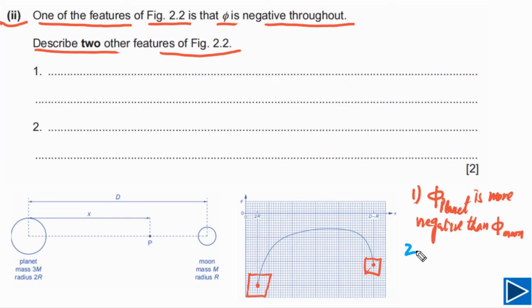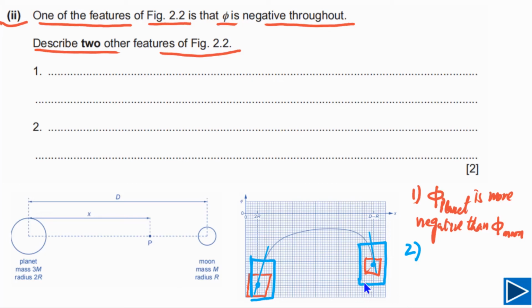For the second point, we can compare the potential gradient at the surface of the planet to the potential gradient at the surface of the moon. Here we have this point at the surface of the planet and this point at the surface of the moon. So simply we can draw the tangent line and compare the gradients of the tangent lines. For the planet, this is how we can draw the tangent line, and for the moon we can draw our tangent line almost like this. So this is the tangent line.